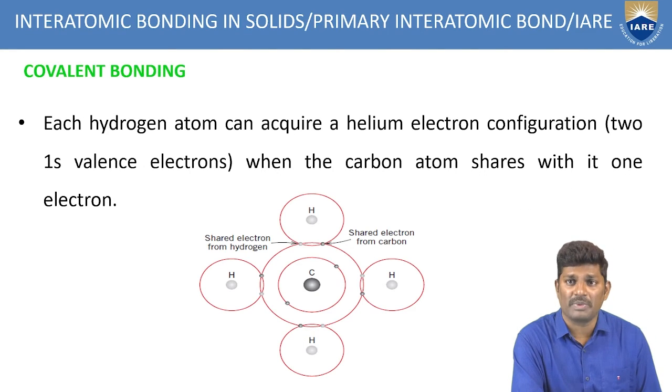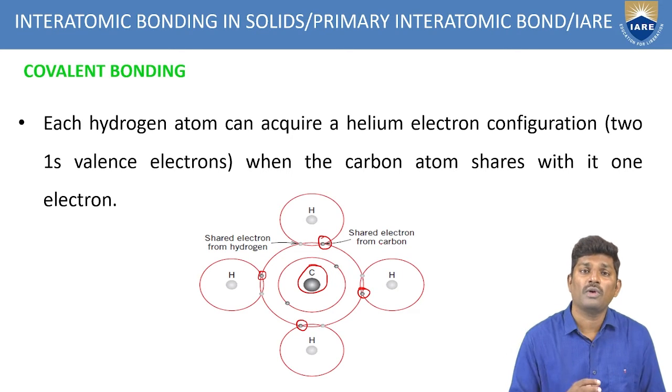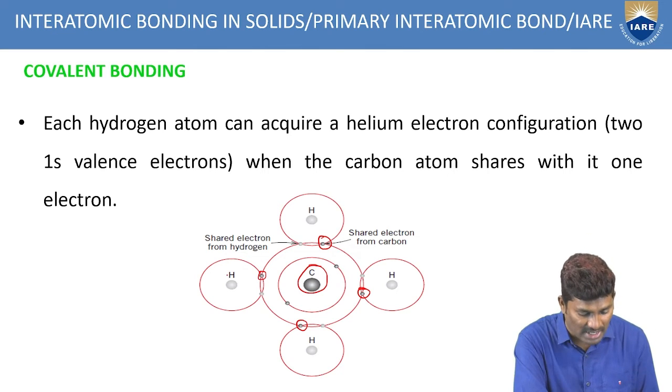Now you can see clearly in this picture what is happening. So this is the carbon, and here you are having 4. 1, 2, 3, and 4. So these are the 4 carbon atoms. And here what is happening? This carbon is sharing with the hydrogen. So this is the hydrogen.